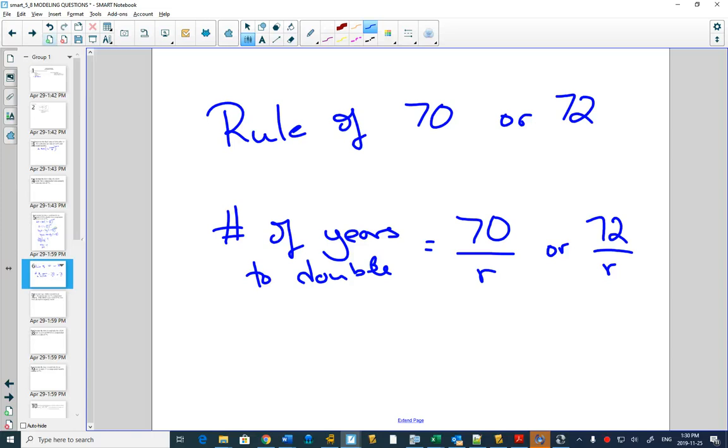Oh, there's so much fascinating math with interest rates and stuff. But this is just the rule of 70, 72. It's just a quick way to find out how long it's going to take your money to double. So if you get 5% interest, you could use this one. 70 divided by 5 is 14. It would take about 14 years for your investment to double. But this is just an estimate of the number of years it would take to double.